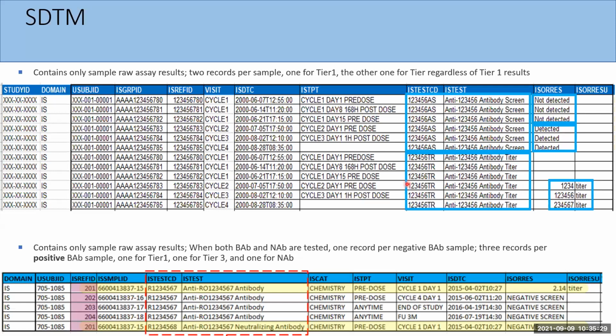record per sample. The bottom one presents raw assay results as one record per assay test. Variable ISSCAT is used as a qualifier for each test. It is called a narrow, or vertical, structure, like one record per test. And next slide, please.